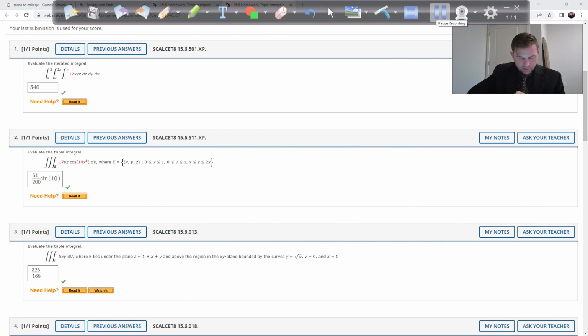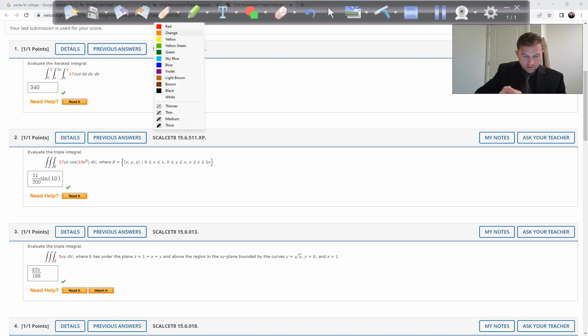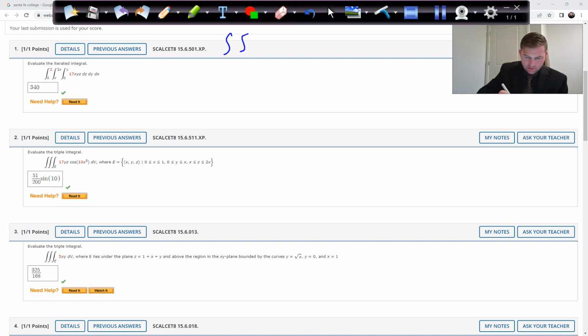Okay, problem 3 is fairly similar. They want us to calculate the triple integral of this function 5xy on dv. So let's start to set this up. It's 5xy under the plane z equals 1 plus x plus y, and above the region of the xy plane bounded by the curves y equals root x, y equals 0, and x equals 1.